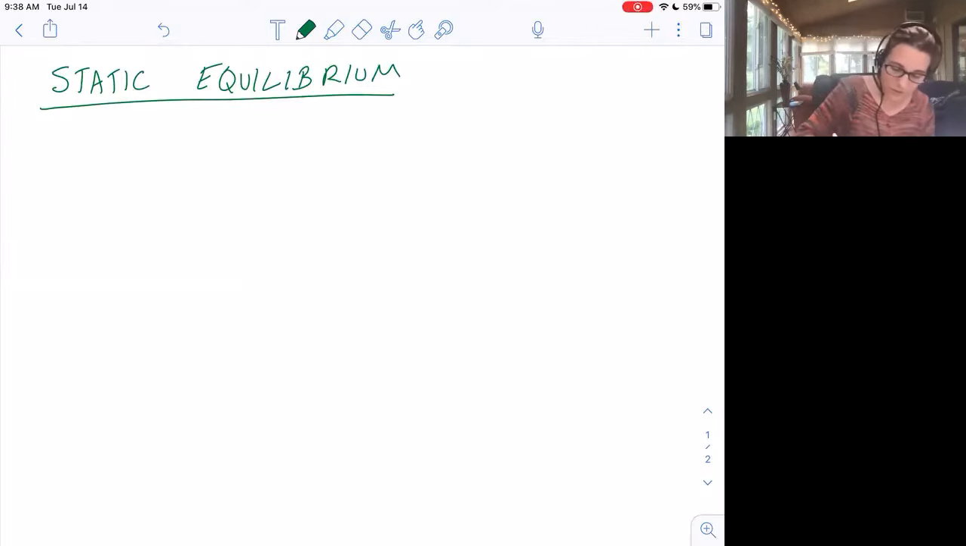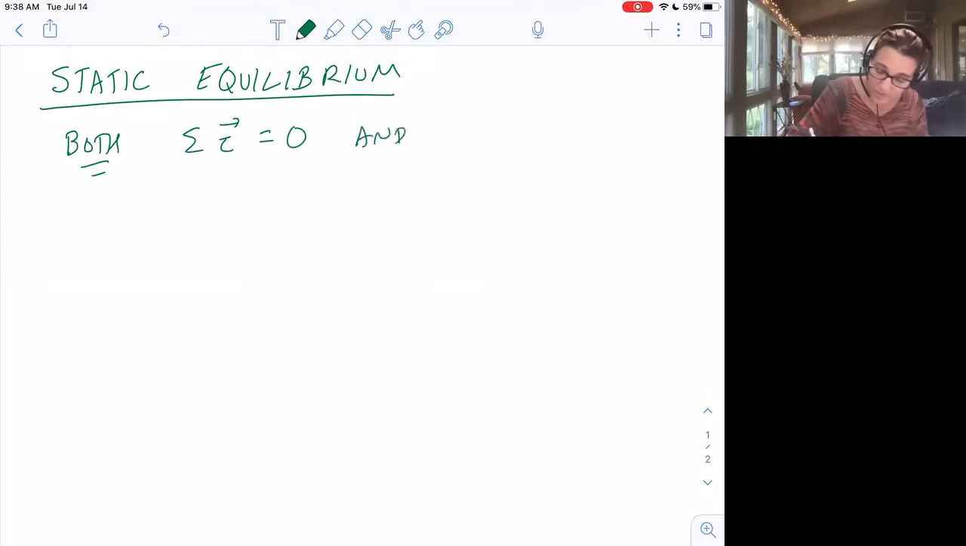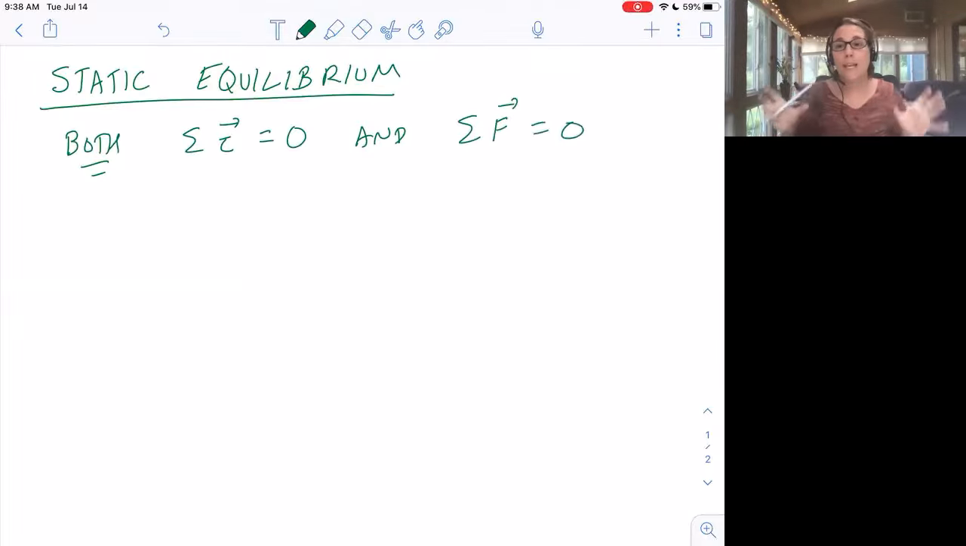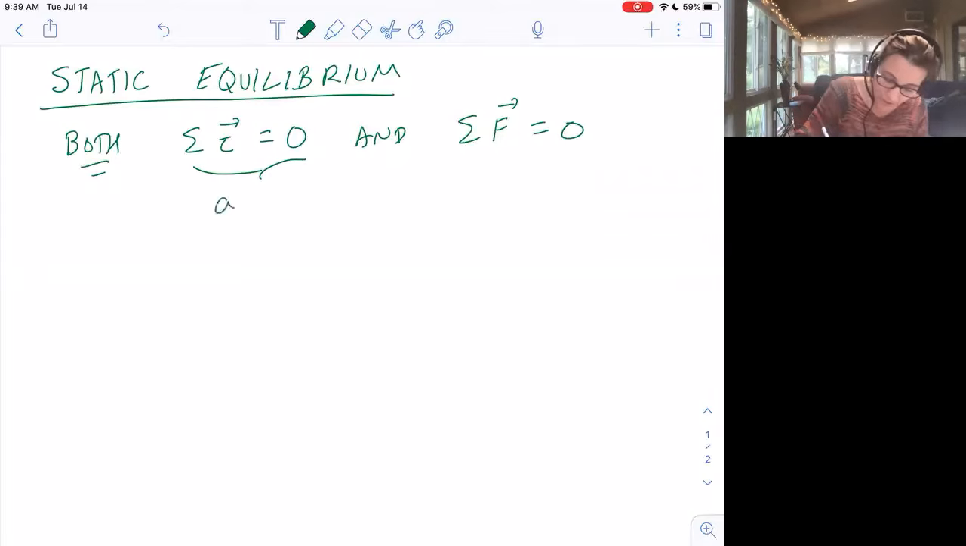So what we have here is for static equilibrium that we're going to have both the sum of torques equals zero and the sum of all forces equals zero. So you're going to set up these two equations in order to solve for various things. Both sum of torques equals zero and sum of forces equals zero means that there's no acceleration of the system. There's no linear acceleration of the system. So the acceleration of the center of mass, right? The tangential acceleration of the center of mass is zero.